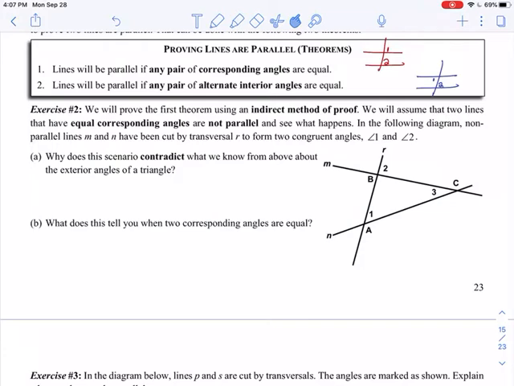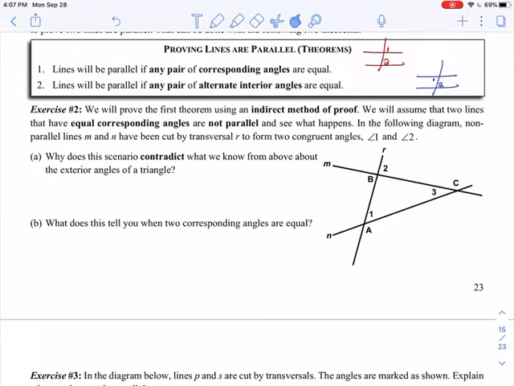All right, so we will prove the first theorem using an indirect method of proof. So we will assume that the two lines that have equal corresponding angles are not parallel and see what happens. An indirect method of proof is sort of proving, we start with the opposite and we prove that that actually can't be, there's a contradiction, so therefore it shows what we're trying to prove.